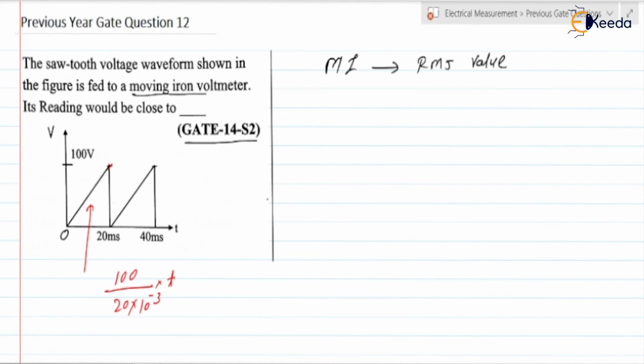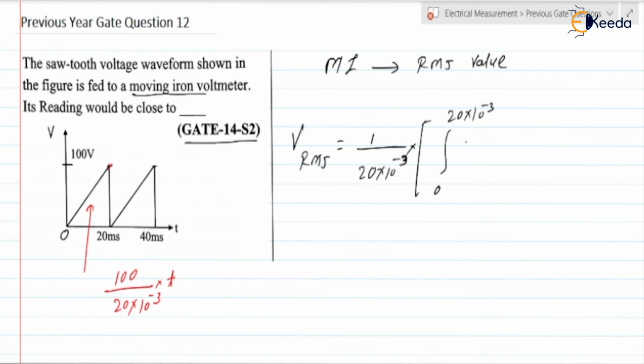Now our task is to find the RMS value of this expression. So VRMS, RMS stands for root mean square. It is 1 by the time, 20 into 10 to the power minus 3, into the integration from 0 to 20 milliseconds of this expression squared.